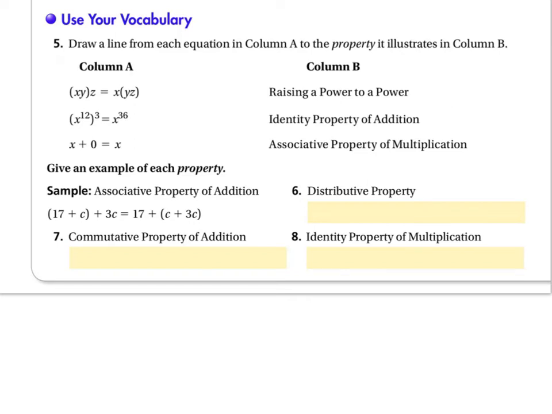Let's look at an example of each property. Here we have the associative property. See that the numbers are in the same order, but they're being regrouped by parentheses. In the next one, we have the distributive property. As you can see, the a is being distributed to each of the items inside the parentheses.